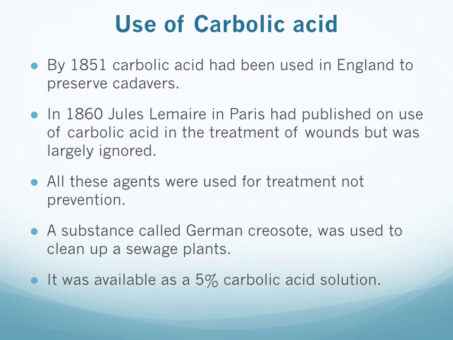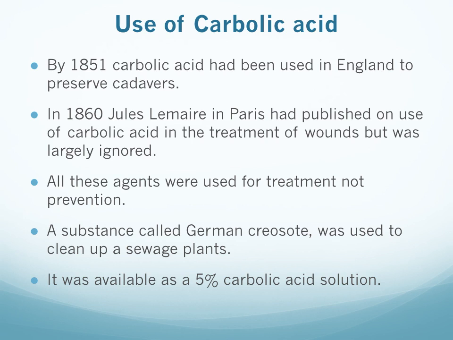By 1851, carbolic acid had been used in England to preserve the cadavers, that is, the dead bodies. In the 1860s, Jules Lemaitre published a paper on the use of carbolic acid in the treatment of wounds in Paris. But his research was largely ignored by the surgeons. All the substances like glycerine, chlorine, iodine, coal tar, or carbolic acid were the agents that were used for the treatment of infections and not for the prevention.